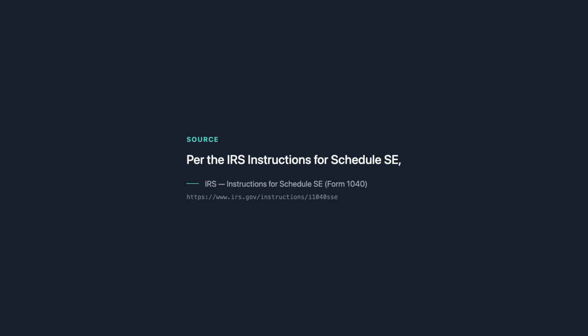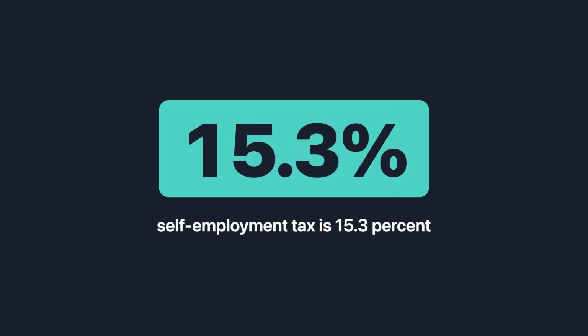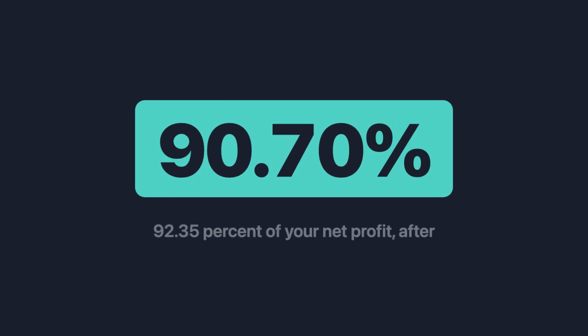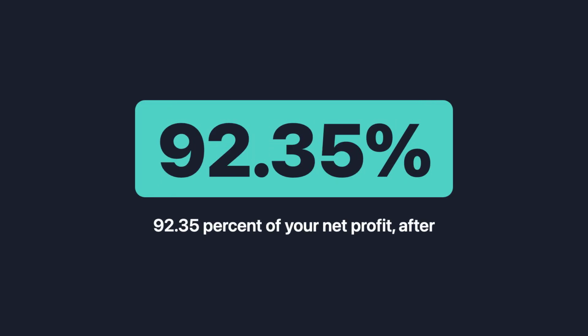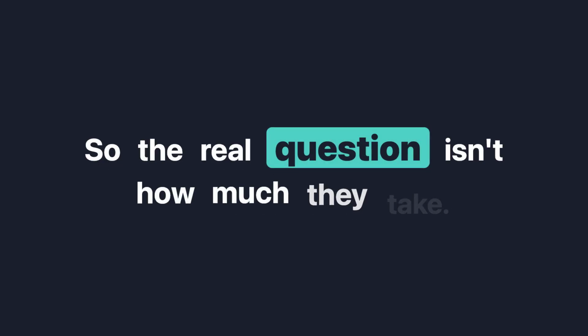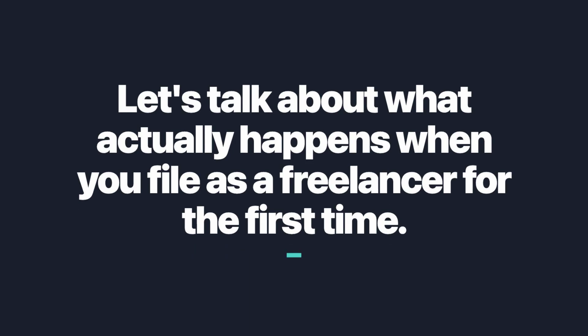Per the IRS instructions for Schedule SE, self-employment tax is 15.3%, but it doesn't touch your gross. It applies to 92.35% of your net profit, after expenses, and then half of what you pay gets deducted right back off your income. So the real question isn't how much they take. It's whether you fill out the two forms in the right order, because doing them backwards is exactly how first-timers hand over money they never owed.